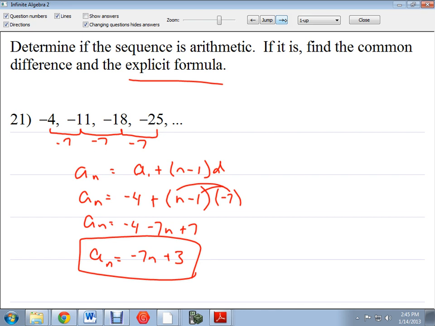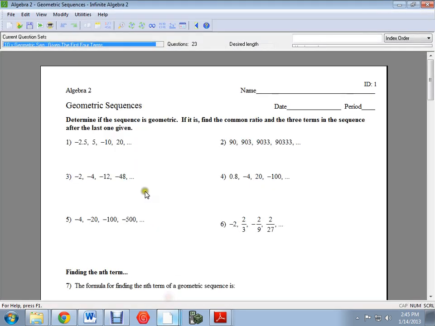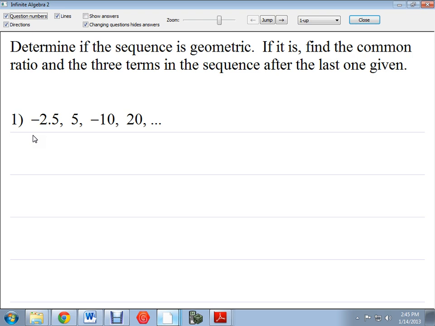That's going to be used in summation notation coming up tomorrow. That's everything for arithmetic sequences. Now what we need to do is move on to geometric sequences. A geometric sequence, just like an arithmetic sequence, has a common thing between its terms, but in this case it's not adding or subtracting by the same number every time. It's going to be multiplied by the same number.